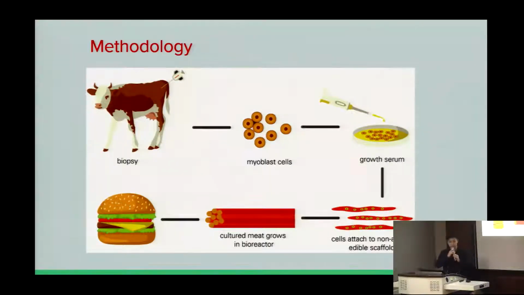So this is the schematic or methodology of the process. They have a live animal and they harvest the cells from its skeletal tissue, and they use growth serum to stimulate it. So the cells will attach to the scaffolds, and together it will help grow in a container, and then it can be used for other purposes.